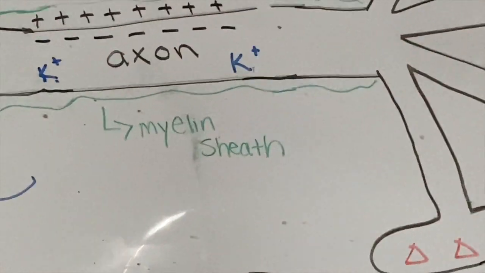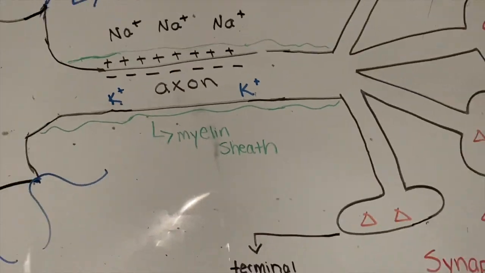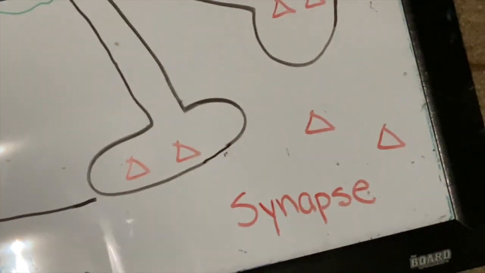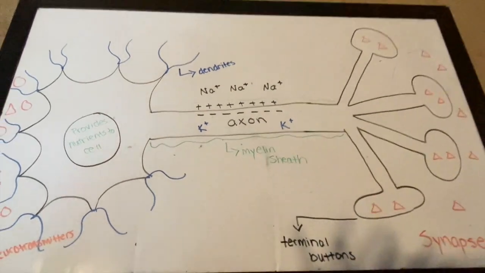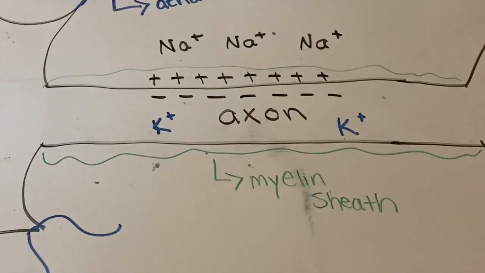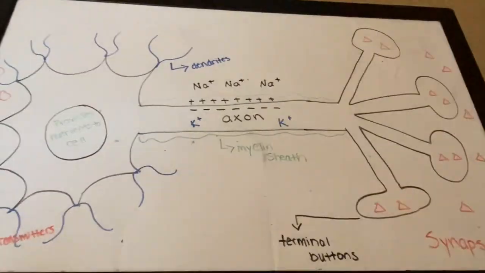Two other important parts are the myelin sheath, which helps insulate and speed up transmission of the message being sent, and the synapses, which are the space between each neuron. The process begins at resting potential, when the cell is positively charged with sodium ions outside and negatively charged with potassium ions inside, and is ready to fire.